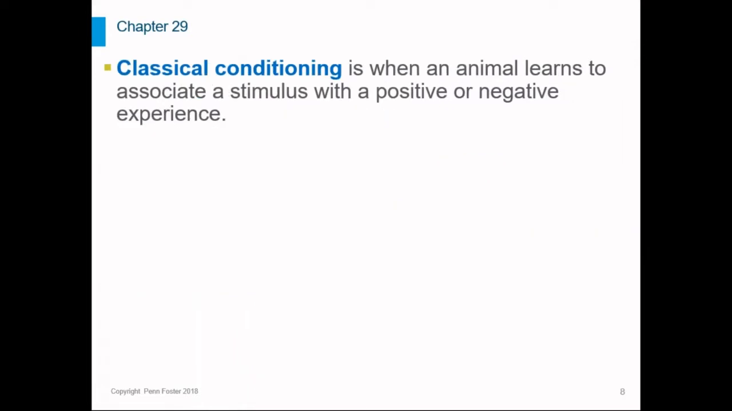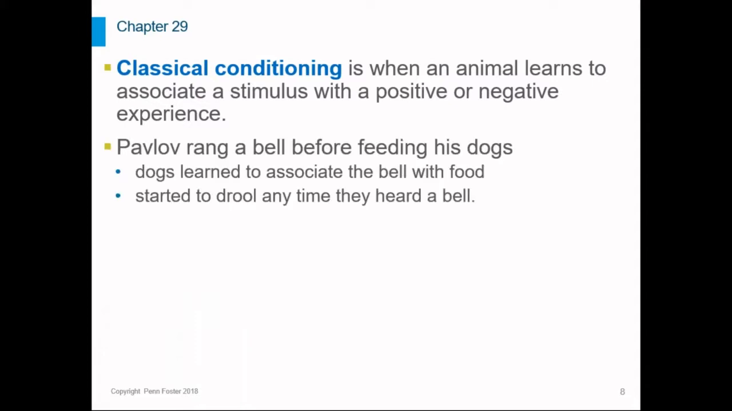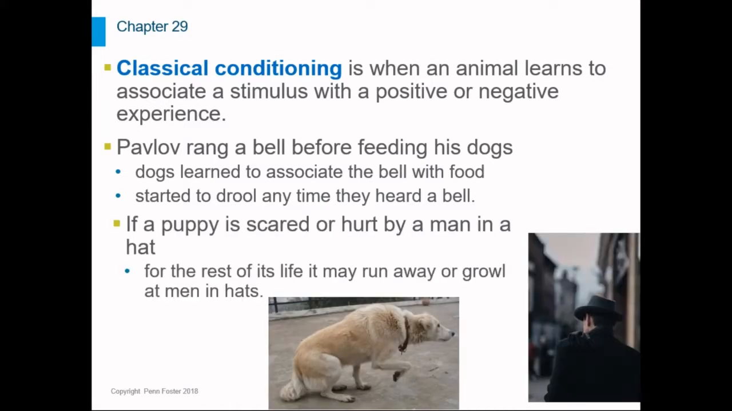Classical conditioning is when an animal associates a stimulus with a positive or negative experience. For example, famous Russian scientist Ivan Pavlov rang a bell before feeding his dogs, and the dogs learned to associate the sound of the bell with getting food. So they would start to drool anytime that they heard a bell. Another example would be if a puppy is scared or hurt by a man in a hat. For the rest of its life, it may run away or growl anytime it sees a man in a hat.